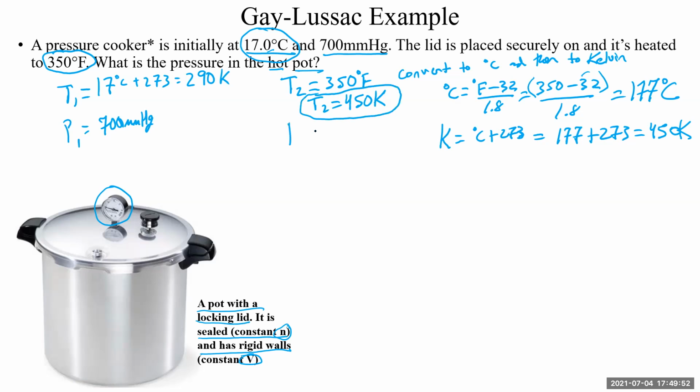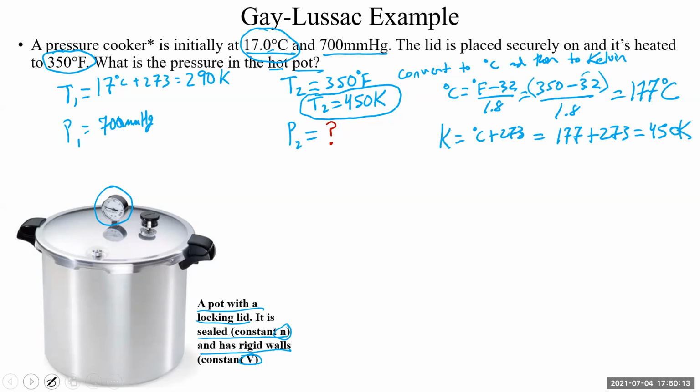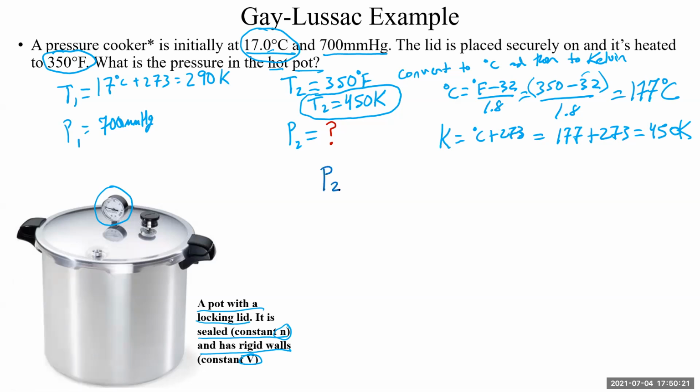And then our P2, of course, is going to be what we try and figure out. We need to figure out what the final pressure is. So we have Gay-Lussac's law. What I'm going to do is rewrite Gay-Lussac's law from the original way I showed you. I'm going to write it with P2 on top. This is just algebra, so hopefully your algebra skills are good. For this section, you're really going to need some good algebra skills. So P2 divided by P1 equals T2 over T1.